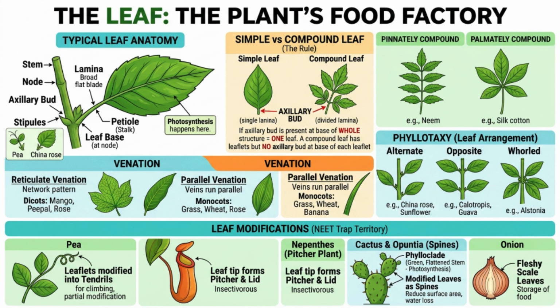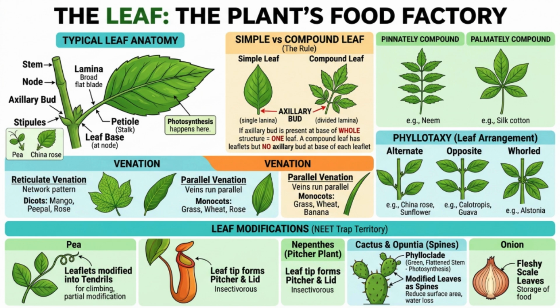Simple versus compound leaf. This is a classic NEET question, and students get it wrong in the exam hall under pressure. Here is the rule. Look for the axillary bud. If there is an axillary bud at the base of the whole leaf structure, it is one leaf, whether simple or compound. A compound leaf has its lamina divided into leaflets, but there is no axillary bud at the base of each leaflet. That's how you know they are leaflets, not separate leaves.